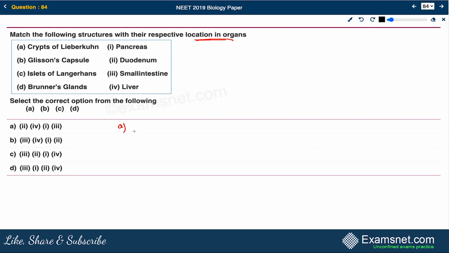So the first option is crypts of Lieberkühn. So crypts of Lieberkühn is a part of the small intestine. All right, that basically helps in increasing the surface area of absorption. So crypts of Lieberkühn are found in the small intestine. Clear? So this is going to relate with option A over here.